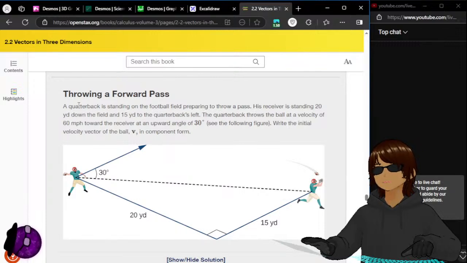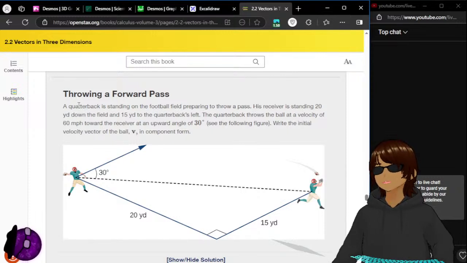A quarterback is standing on the football field preparing to throw a pass. His receiver is standing 20 yards down the field and 15 yards to the quarterback's left. The quarterback throws the ball at a velocity of 60 miles per hour towards the receiver at an upward angle of 30 degrees. Write the initial velocity vector of the ball v in component form.